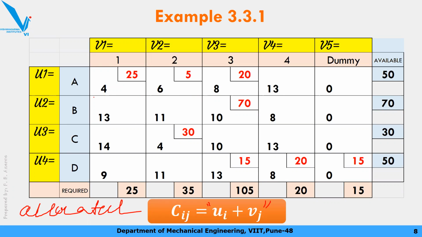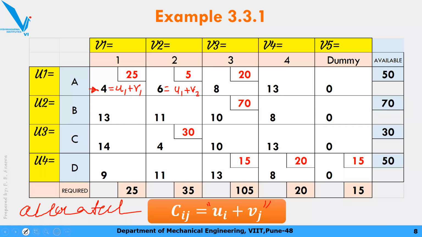Okay, allocated cell. Let's select cell number 1, which is 4. So 4 is equal to, apply this formula, u1 plus v1. If I implement 6, it will become u1 plus v2 and so on. But the problem is we don't know u1 or v1. How can we calculate the remaining values? So let's assume any one of the values of u or v equal to 0. So let's begin calculating u and v by assuming one of the values equal to 0.